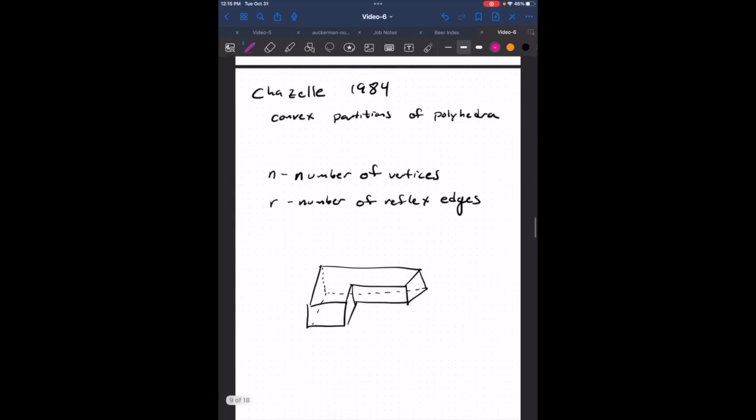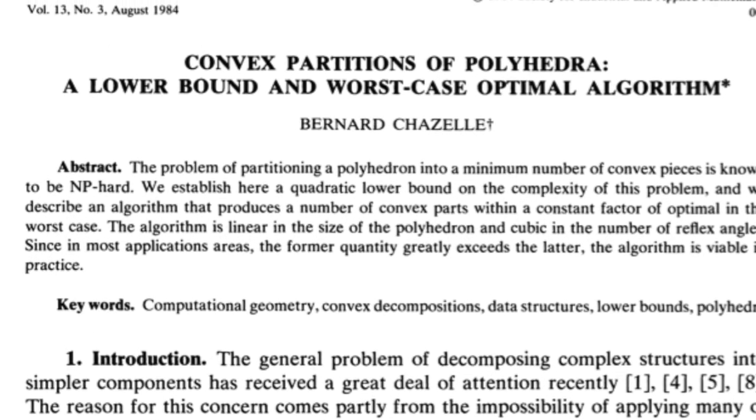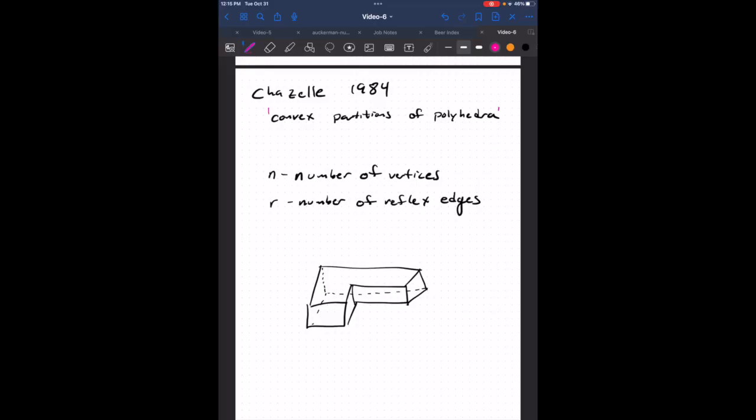Okay, so let's talk about some of Chazelle's papers. So in 1984, he had a paper entitled Convex Partitions of Polyhedra. And here we're going to let n be the number of vertices and r the number of reflex edges. So in a polygon in the plane, a reflex edge is where the interior angle is more than 180 degrees or pi. So in this picture, we'd have one reflex edge here, and we can see that the angle inside, coming around here, is 4 pi over 3. So that's a reflex edge.